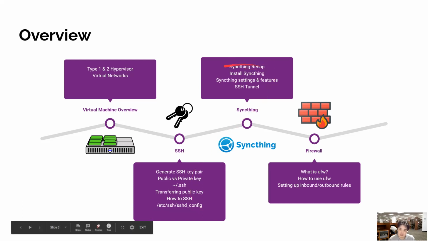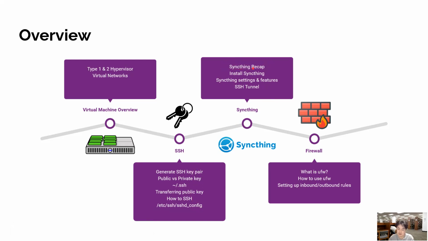We're going to review Syncthing a little bit again. We're going to actually install Syncthing, and I'm going to go over a few settings that you should be aware of. And lastly, we are going to learn something called SSH tunneling to make the server work. Lastly, we're going to be covering firewalls. I'm going to be using something called uncomplicated firewall, UFW. So I'm going to explain what that is, and we're going to set up some rules to secure our server.